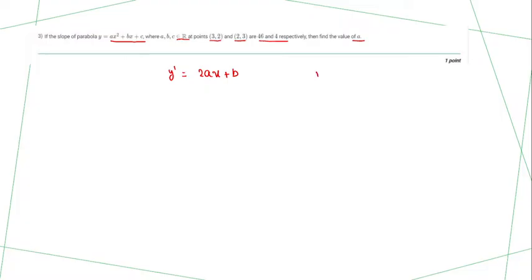Okay, so at x equal to 3, the value of the slope is 46. Substitute here, so it will be 6a plus b equal to 46, and 4 will be equal to, substitute 2 here, 4a plus b. That implies, if we subtract these two equations, 2a will be equal to 42. So hence a will be equal to 21. We have to find the value of a, so it will be equal to 21.